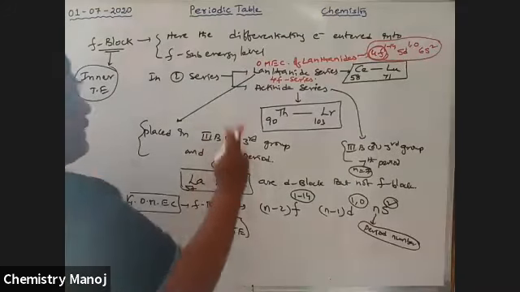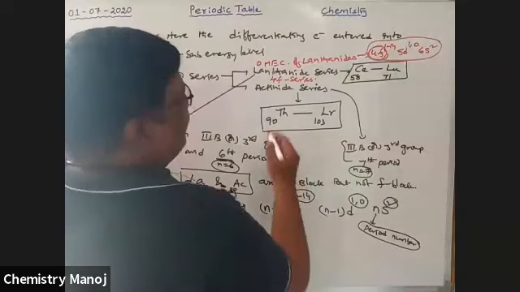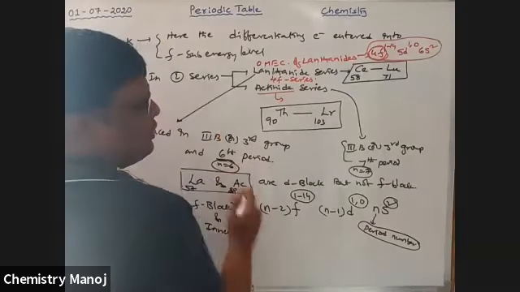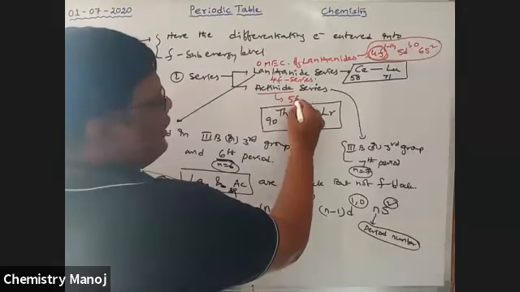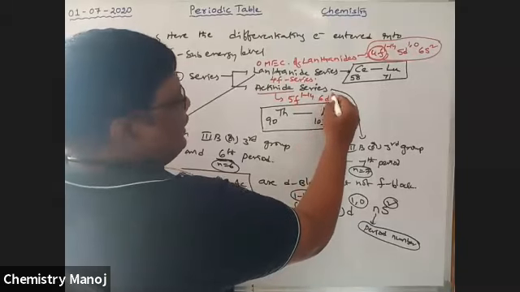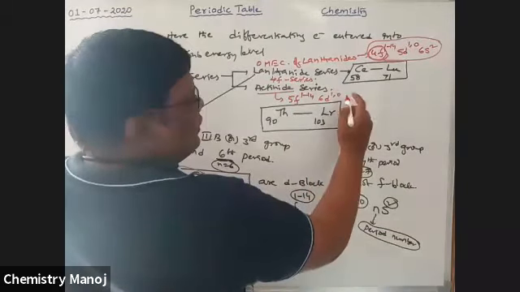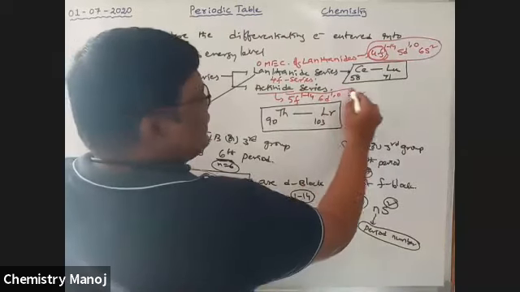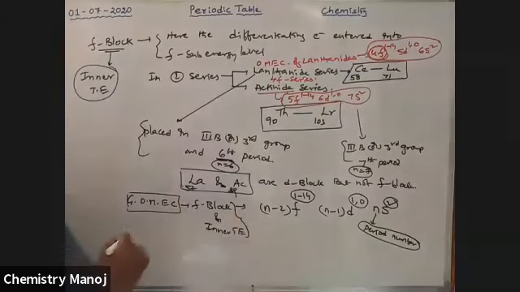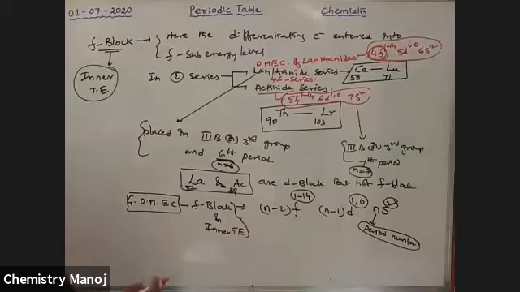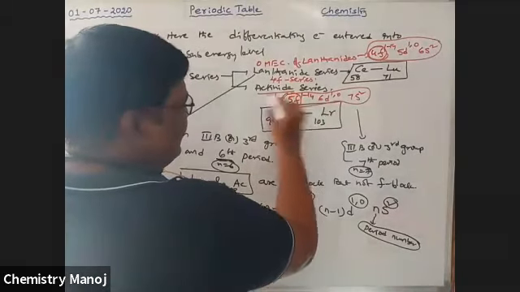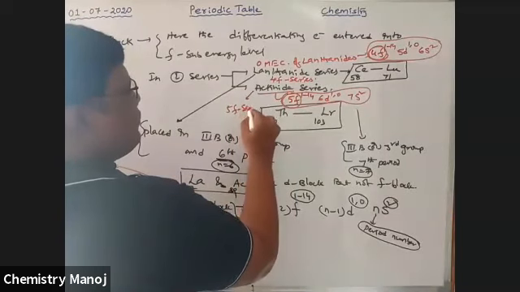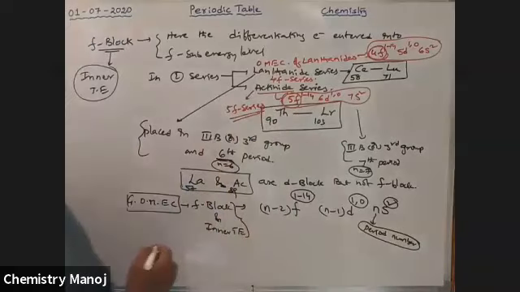Next, for actinides, n is equal to 7. Now, the outermost electronic configuration for actinides: put n is equal to 7. That is 5f 1 to 14, 6d 1 or 0, 7s2. Here the last electron entered into the 5f orbitals. That is why this actinide series is also called the 5f series.